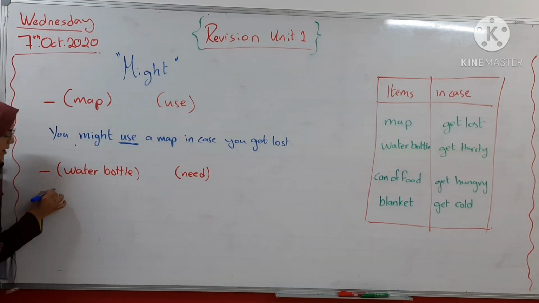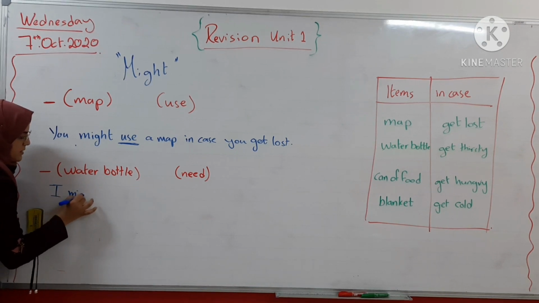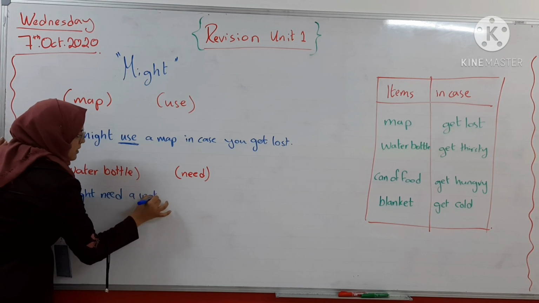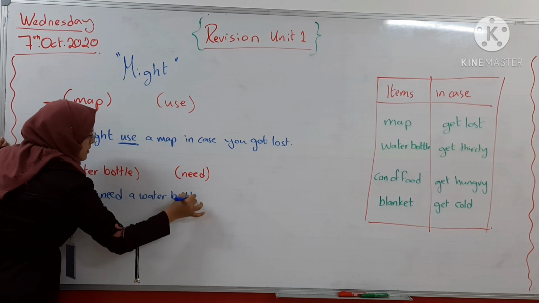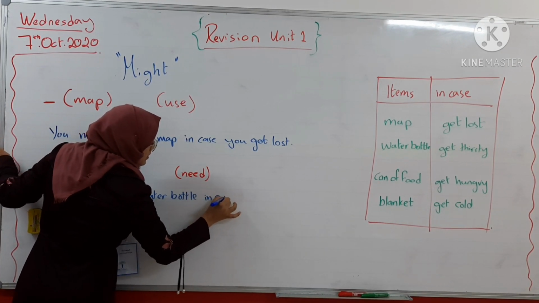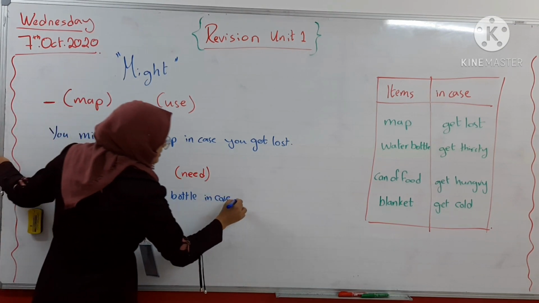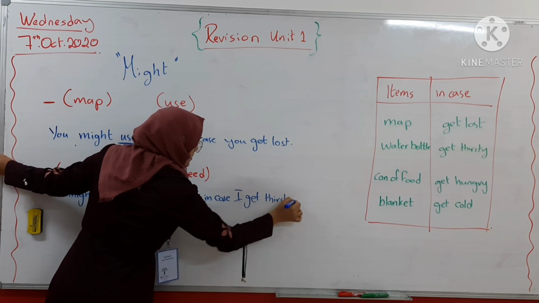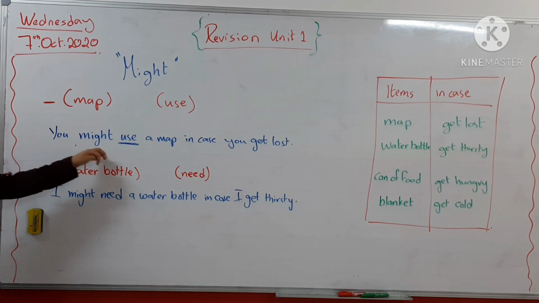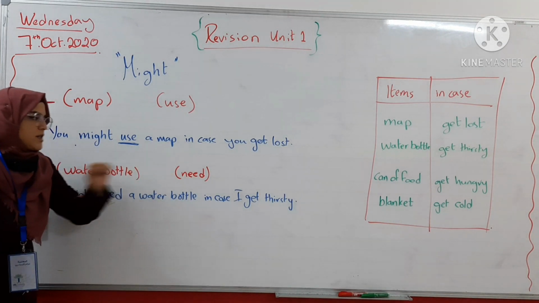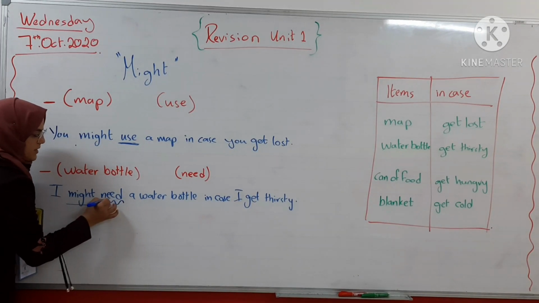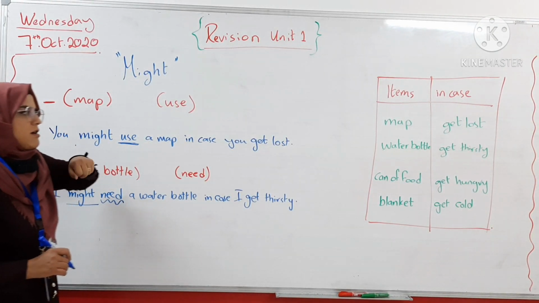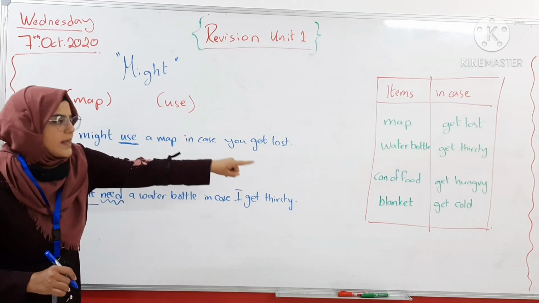Okay, about the water bottle. I might need a water bottle. Okay, Sadis, you might use a map in case you get lost. I might need a water bottle in case I get thirsty. Notice that after might the verb comes base, without addition. Then I write the item, then the cause: in case you get lost, in case I get lost, in case I get thirsty, in case I get hungry, in case I get cold. Okay?